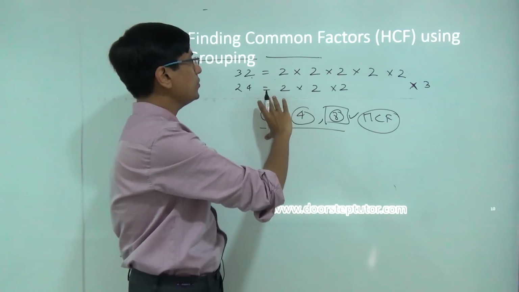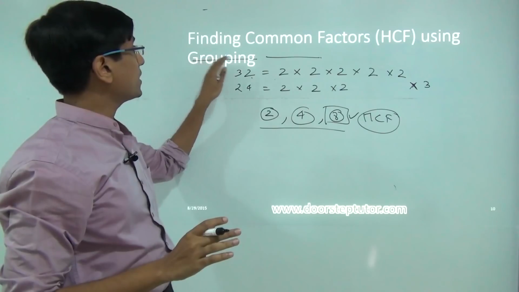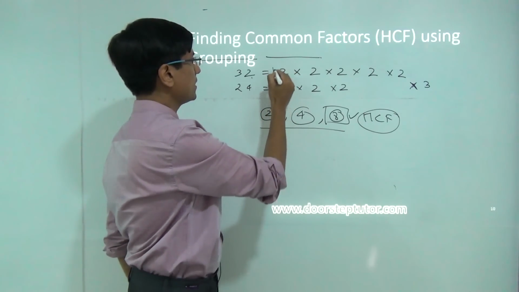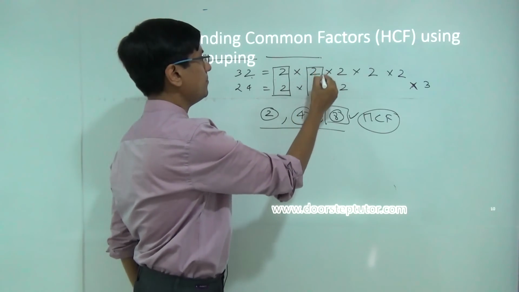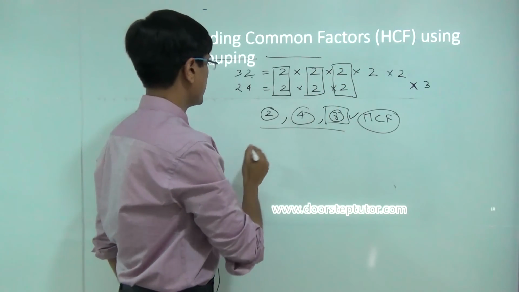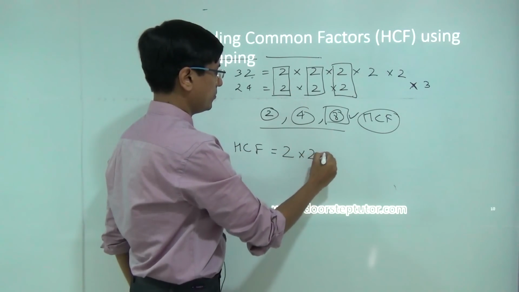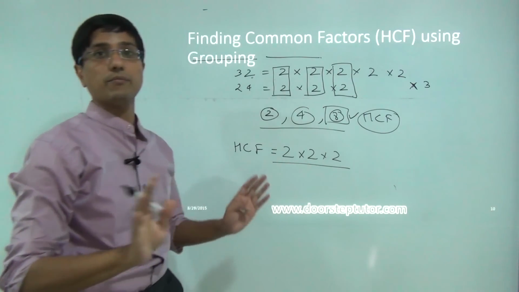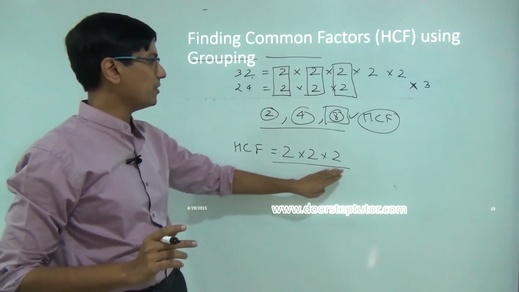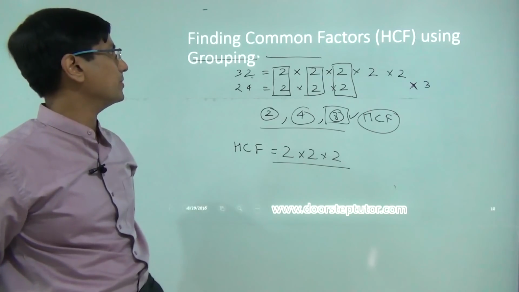And I'll teach you a technique. This would be our first technique of finding the HCF, by grouping these factors. The way to group it is to find the common prime factors between 32 and 24 and multiply them together. So HCF would be 2 into 2 into 2. Very simple. You find the common prime factors between 32 and 24, multiply them together, and you get the HCF, or the highest common factor of the two numbers.